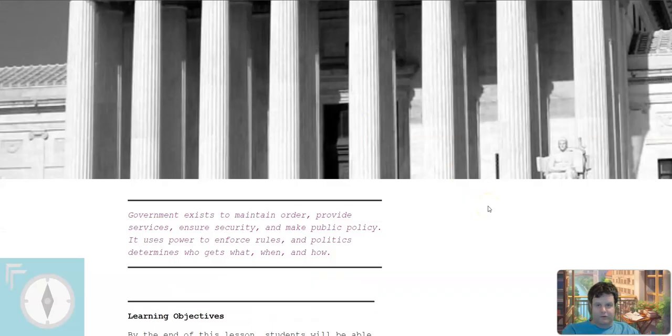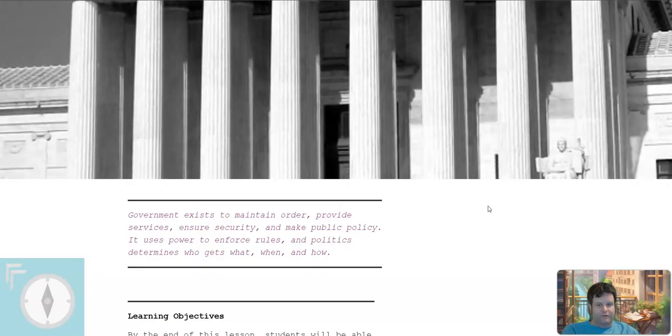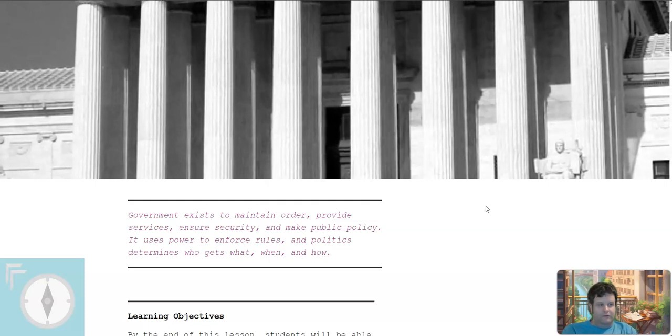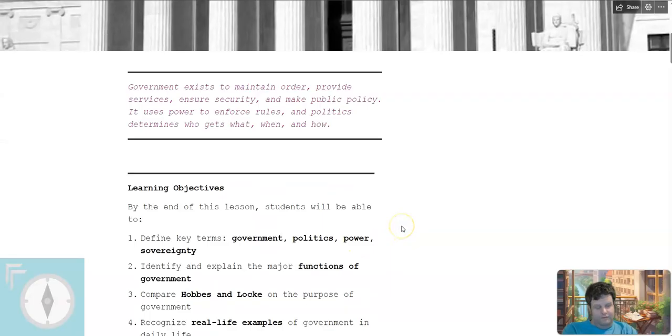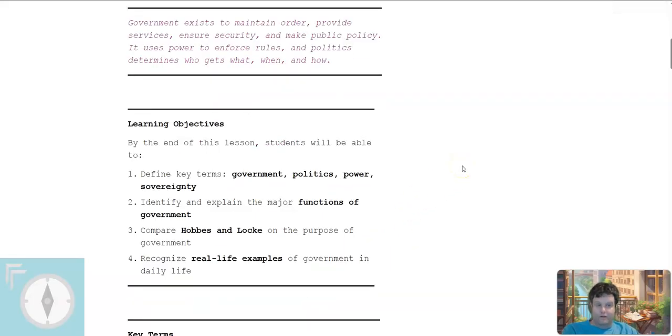Laconically, or shortly put, government exists to maintain order, provide services, ensure security, and make public policy. It uses power to enforce rules, and politics determines who gets what, when, and how. Let's carry in. Now, of course, this is U.S. government, so this is about American government. So we'll mainly focus on American United States examples for this, because, well, that's what the course description has.